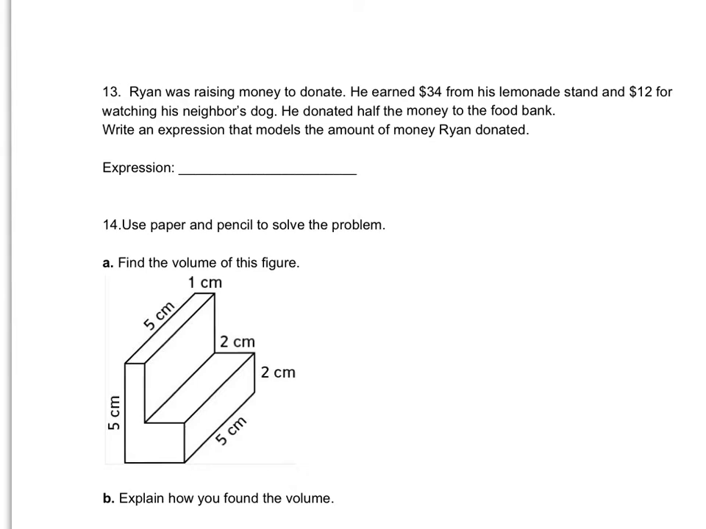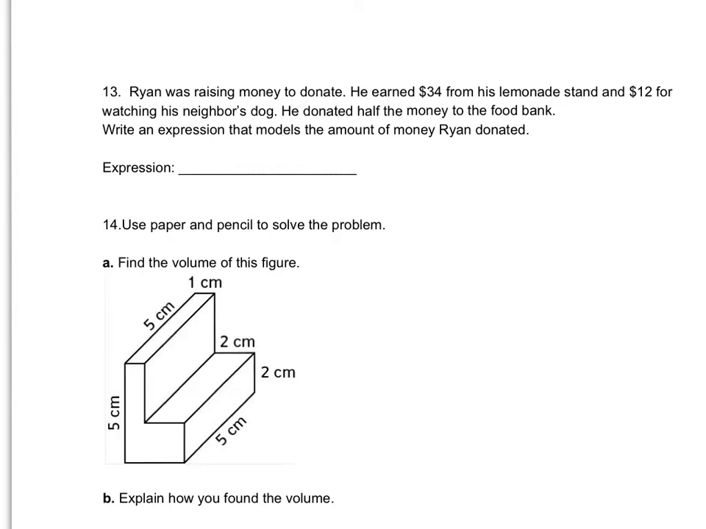And we are almost done. Number 13, Ryan was raising money to donate. He earned $34 from his lemonade stand and $12 for watching his neighbor's dog. He donated half of the money to the food bank. Write an expression that models the amount of money Ryan donated.